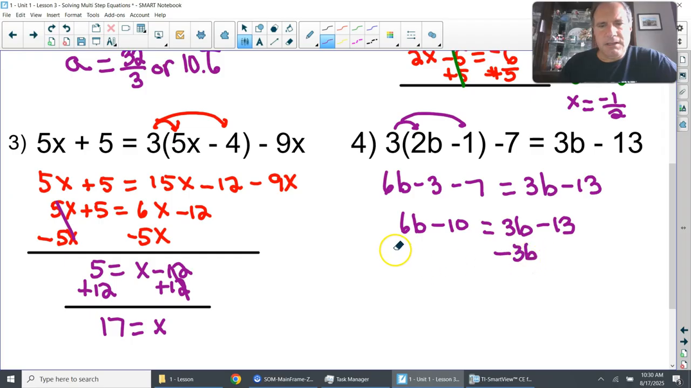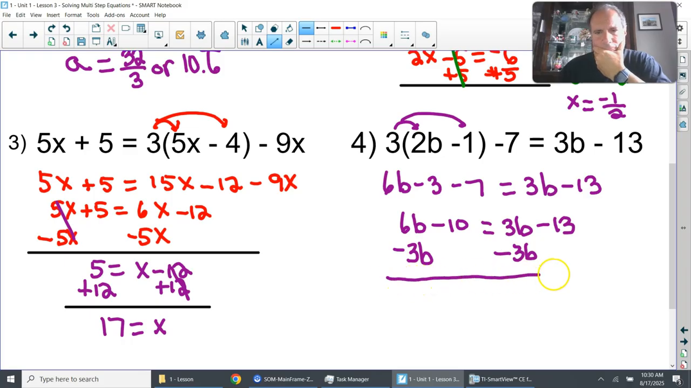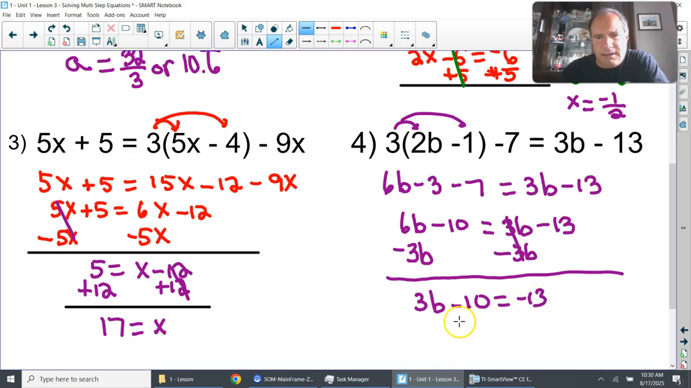I'm going to bring the smaller variable over. This cancels. We get 3b minus 10 equals negative 13. And you add the 10 on both sides.